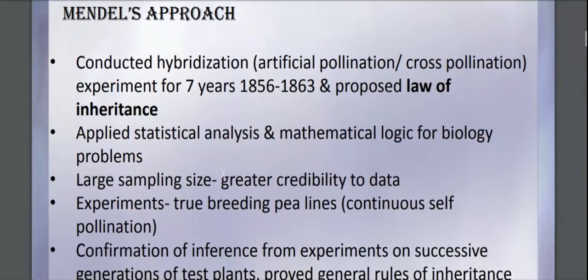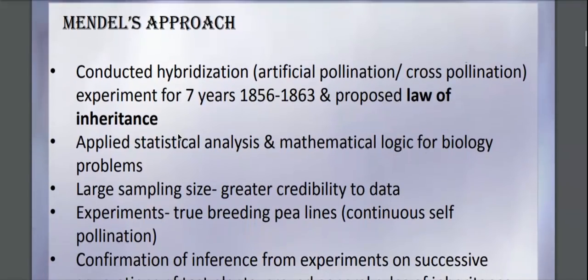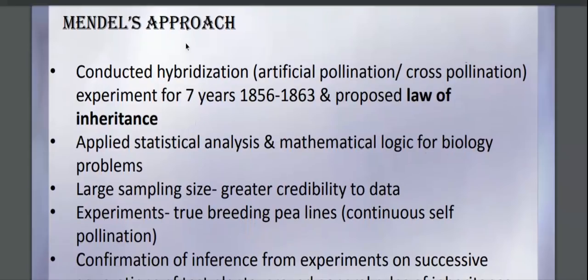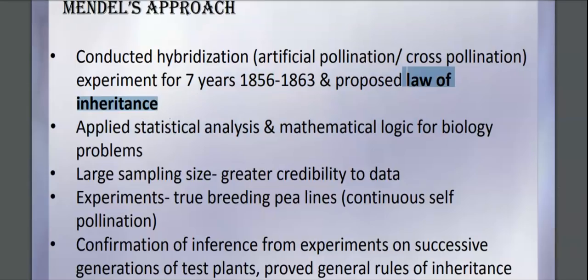Now, what were some of the things that Mendel did? What were Mendel's findings? What were his conclusions? What was his approach? So he conducted hybridization experiments with pea plants. Hybridization, as you know, is a kind of cross pollination, and accordingly, he proposed the different laws or principles of inheritance that we are going to study in great detail in this chapter.